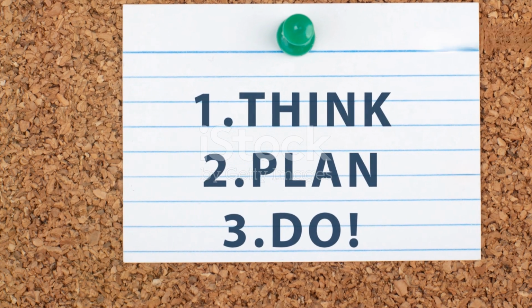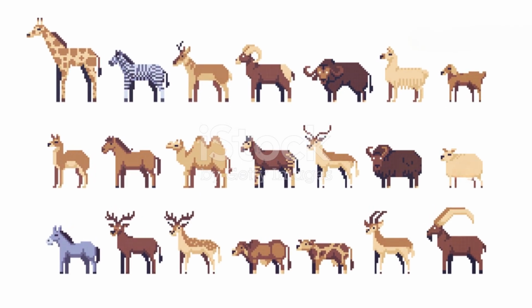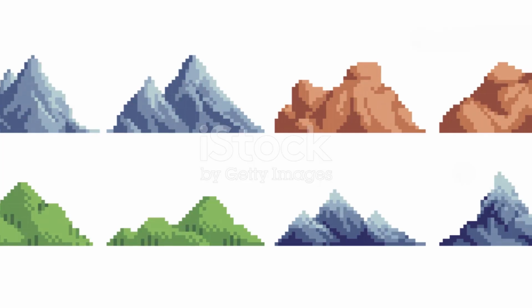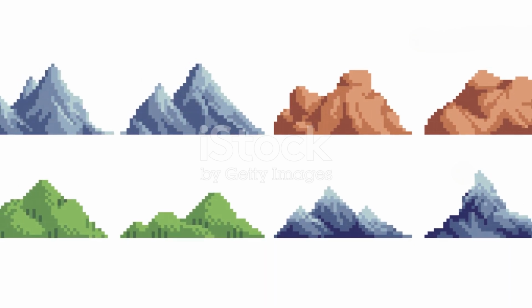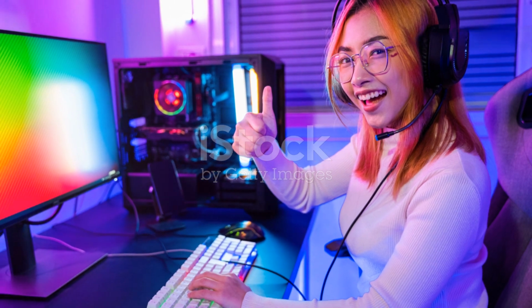Finally, it's time to publish. This is the moment you've been working towards. You can release your game on platforms like Steam or itch.io. These platforms make it easy to reach a wide audience. Share it with the world and get ready for feedback. Engaging with your players can help you grow as a developer. And there you have it. From idea to launch, that's how you make your own game.